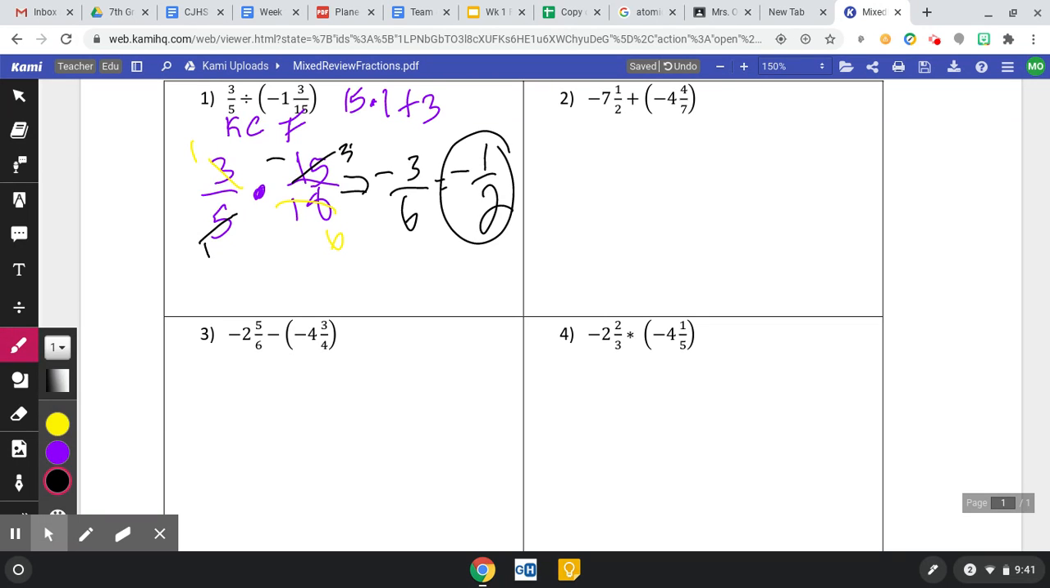All right, I'm going to do number 3. So first thing you need to do is, because it is a subtraction problem, we want to get rid of that subtraction. We are going to keep, change, so that we have adding of the opposite. So this is really addition, and the opposite of a negative is a positive. So that means they have different signs. If we have different signs, that means we subtract.